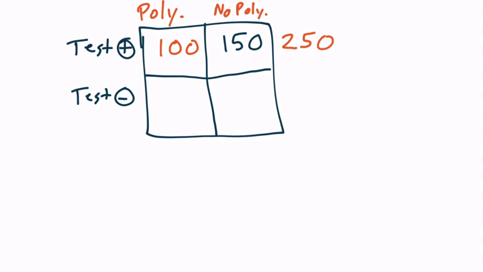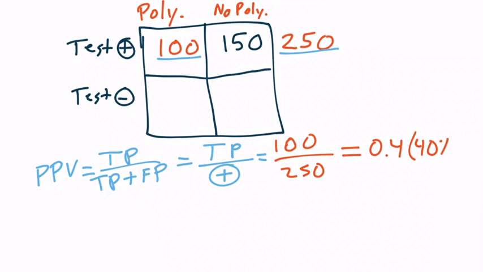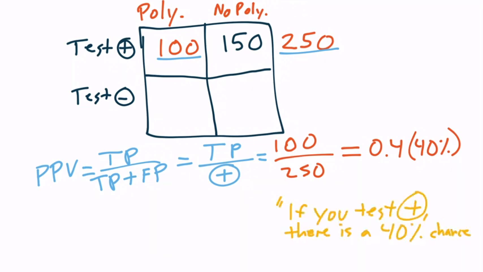Now recall that positive predictive value equals true positives divided by true positives plus false positives. Or rather, true positives divided by all who have a positive test result, which is simply 100 divided by 250. And this gives us 0.4 or 40%. In other words, if you have a positive test result, there is a 40% chance you have the disease.